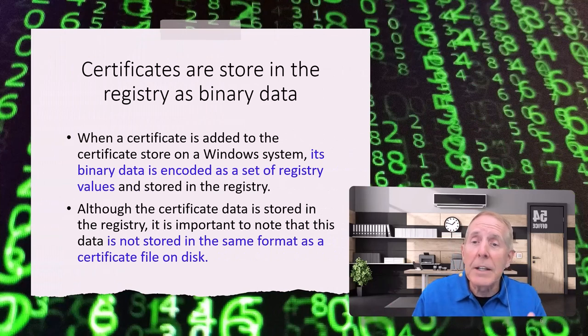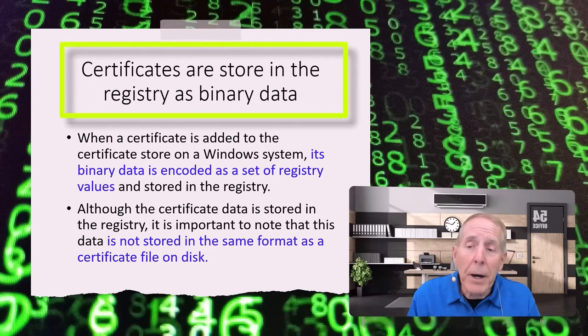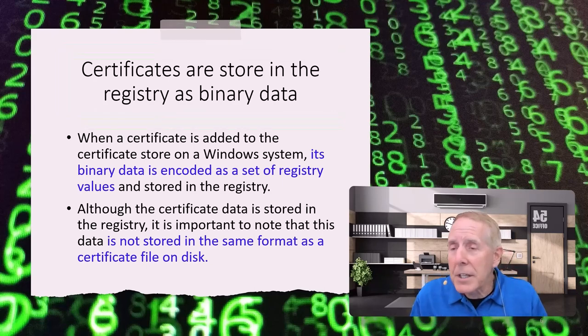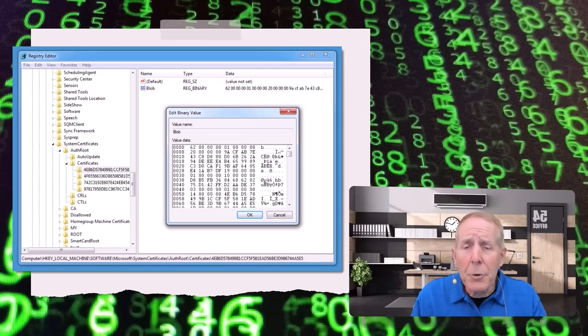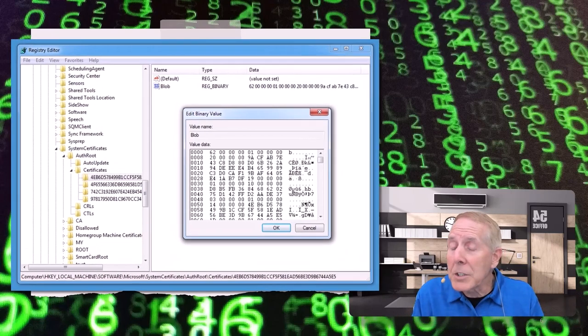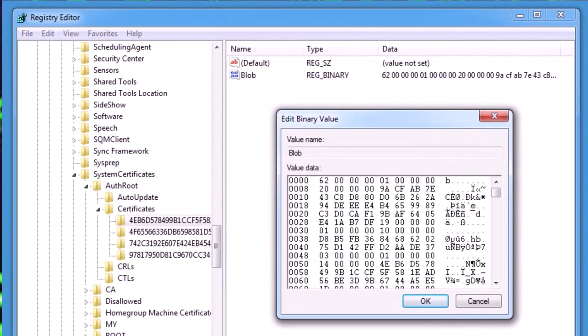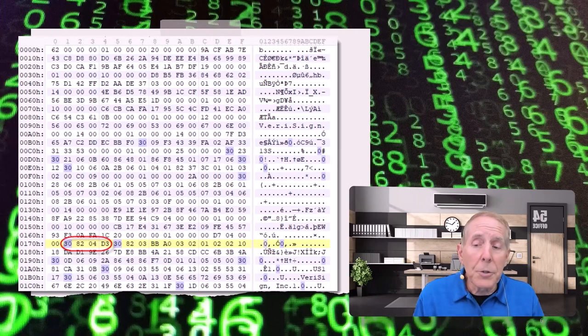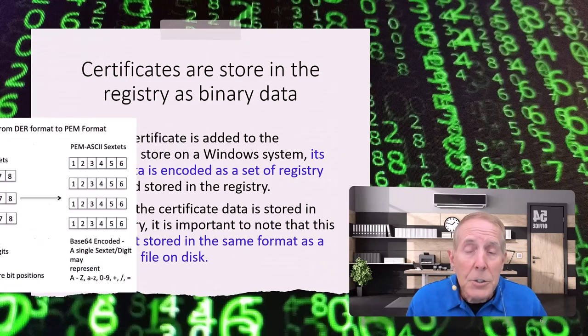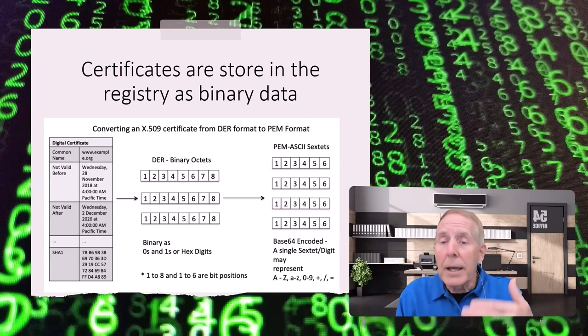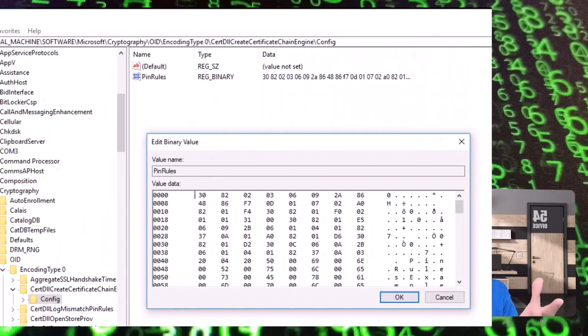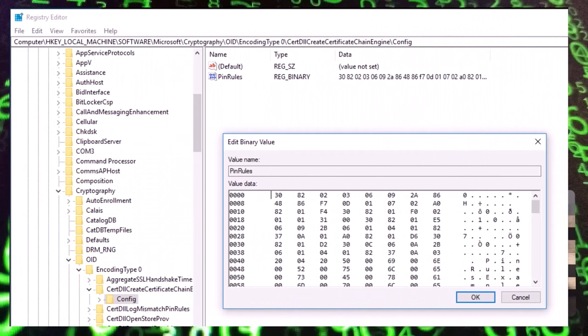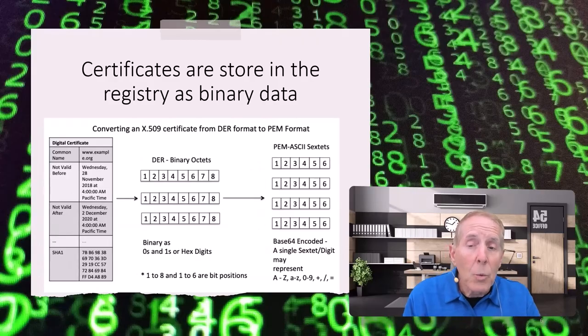Now, here's something really interesting. Certificates are stored in the registry as binary data. When a certificate is added to the certificate store in the Windows system, its binary data is encoded as a set of registry values and is stored in the registry. We're not storing files, we're storing binary data. Although the certificate data is stored in the registry, it's important to note that this data is not saved in the same format as a digital certificate file that is actually saved on the disk. So there's two different formats, and we'll look at those. If we save it in the registry, it's formatted a special way. When we export it out of the registry to a file, we encode it a different way.